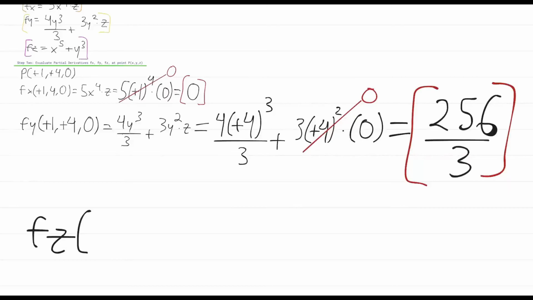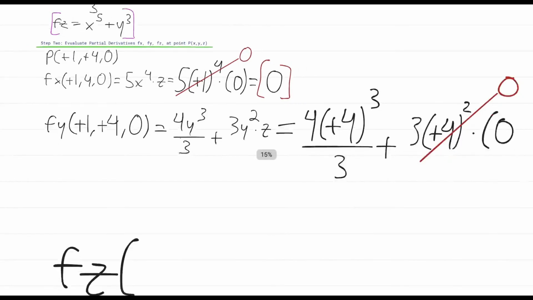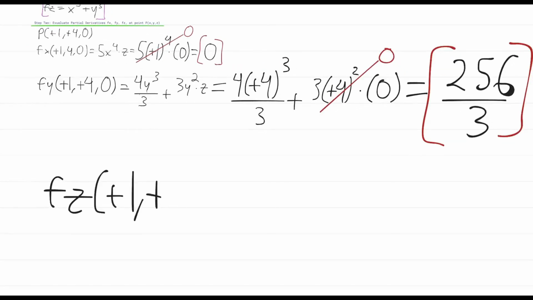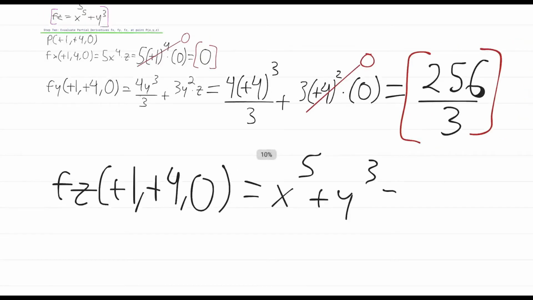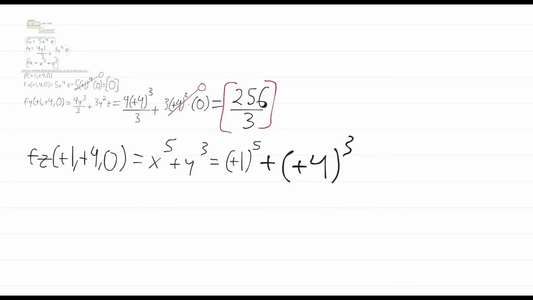What about partial z? As we can see right here, partial z is x to the 5th plus y cubed. Partial z is inside those pink brackets. So now partial z evaluated at (+1, +4, 0). Partial z was x to the 5th plus y cubed, and when we evaluate it, we get positive 1 to the 5th power plus 4 cubed. Positive 4 cubed is 64, because 4 times 4 is 16, and 16 times 4 is 64. 1 to the 5th power, 1 to any power, is simply going to be 1. So 1 plus 64 is equal to 65. And that's our partial z evaluated. So now on to step 3.